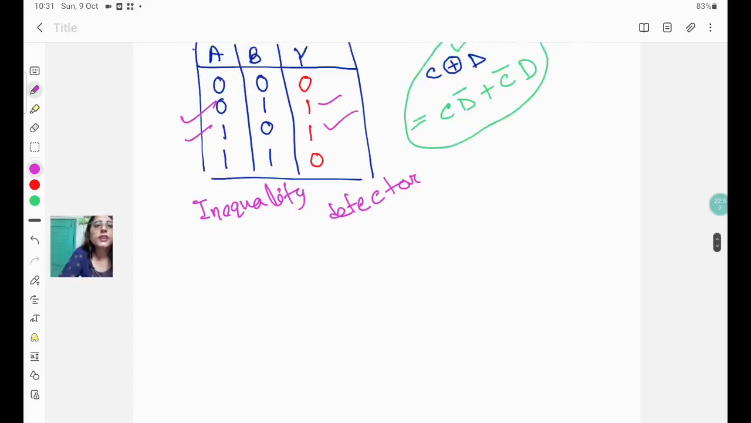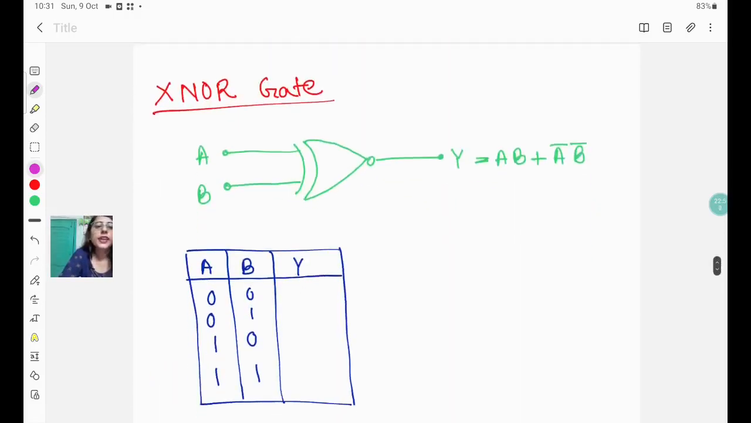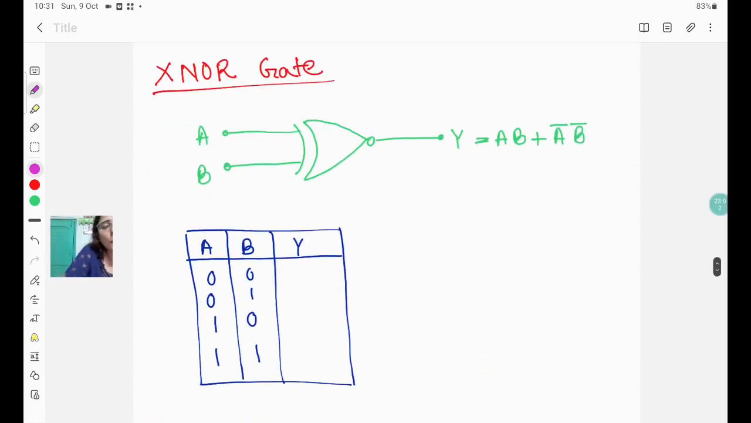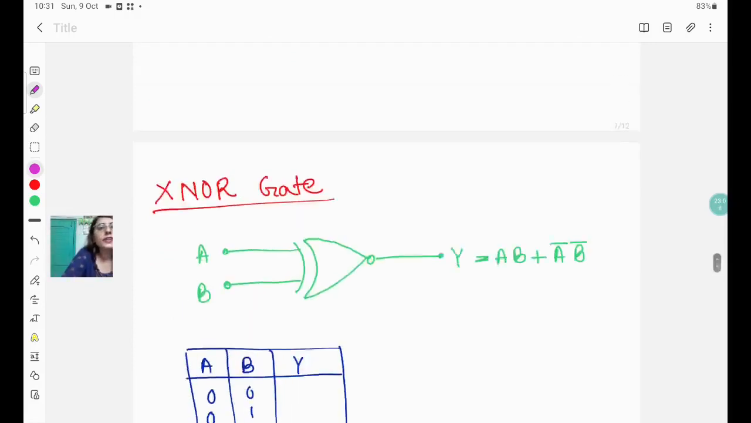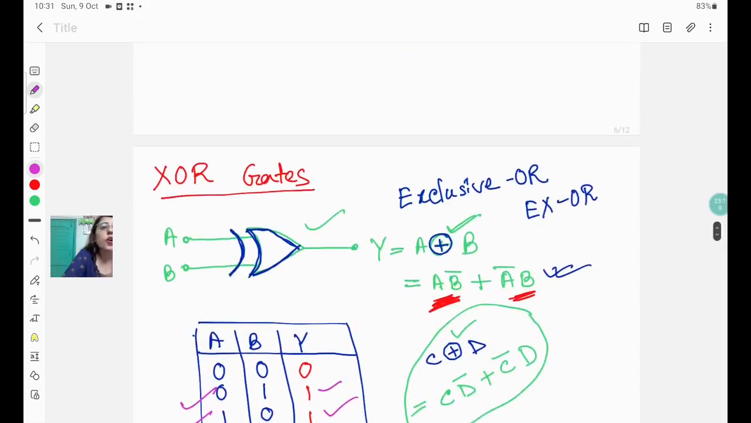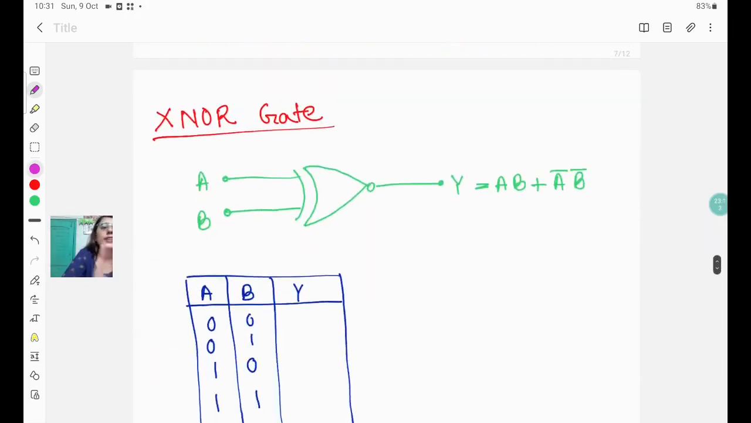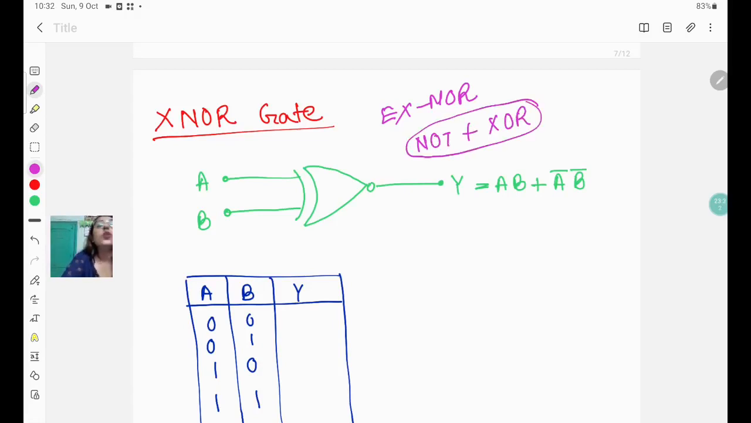So okay, this is the answer of that question. Okay, the next one and the last one is XNOR gate. From the XOR gate you already know that this is called exclusive OR gate. So these are called exclusive NOR gates or also XNOR gate. So if we add a NOT gate with XOR gate, that is, if we are adding a NOT plus XOR, it will become an XNOR gate.